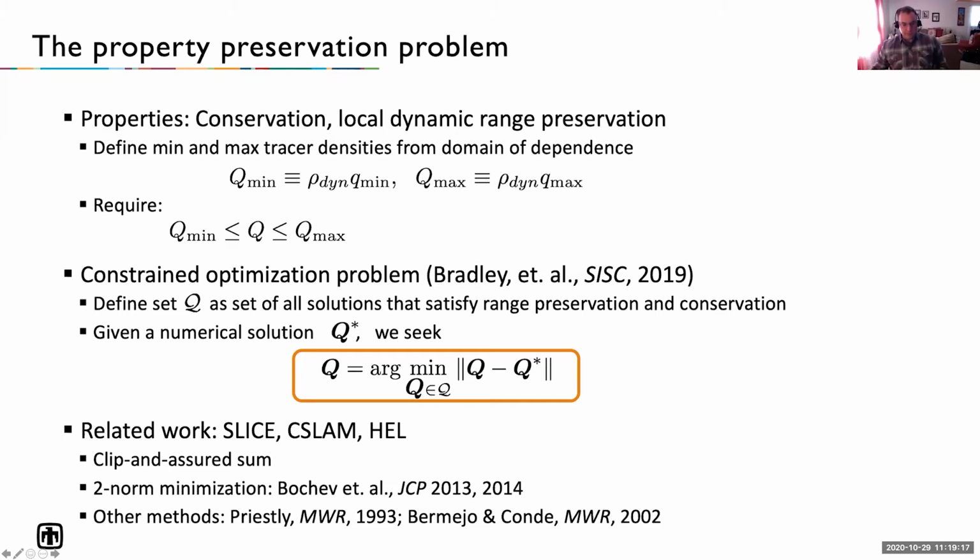And so there's a couple of predecessors. Clip and assured sum is the simplest possible thing you do, where your solution exceeds the bound, you clip it, and then you add that mass back somewhere else. That's so that the sum is assured. That's the simplest possible thing you can do, and it is surprisingly effective. There's two-norm minimization, which several people at Sandia have worked on.